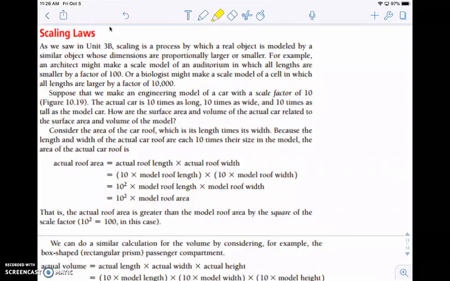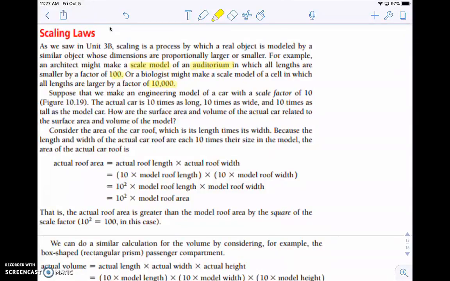So in 3B, we looked at scaling as a process by which a real object is modeled by a similar object whose dimensions are proportionally larger or smaller. So for example, an architect might make a scale model of an auditorium in which all the lengths are smaller by a factor of 100. Because if you want to model, you're going to want to scale that thing down so you don't have to build the actual thing, and it's much more cost effective, and then you can look at it and make some tweaks if need be. Or a biologist might make a scale model of a cell in which all the lengths are larger by a factor of 10,000 because the cell is so small.